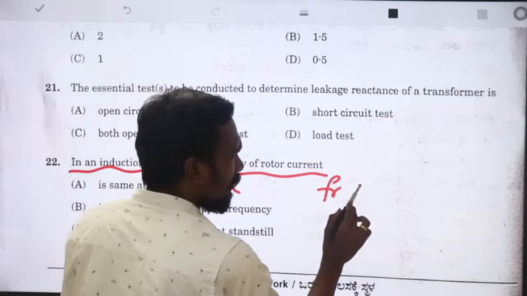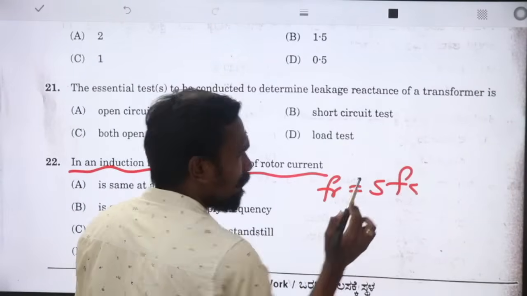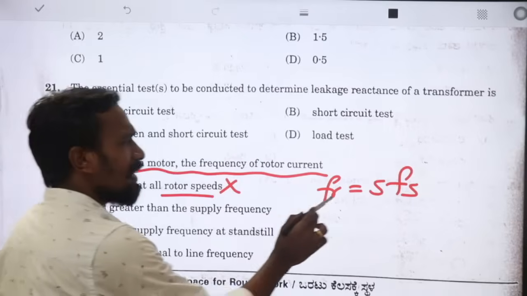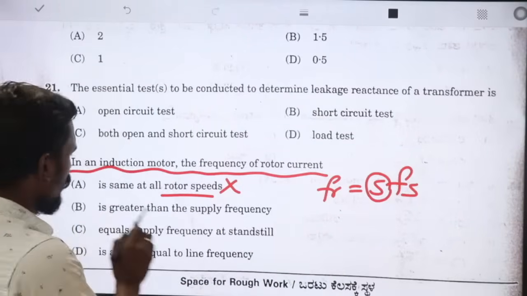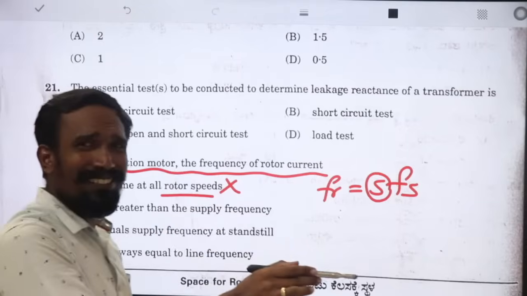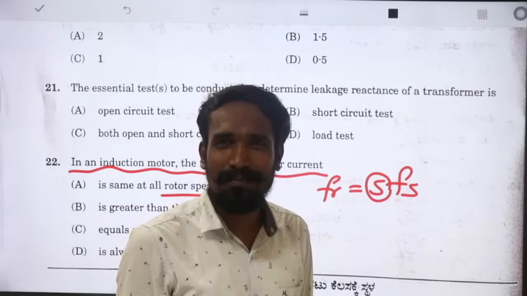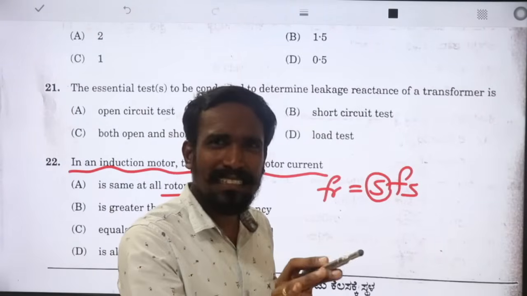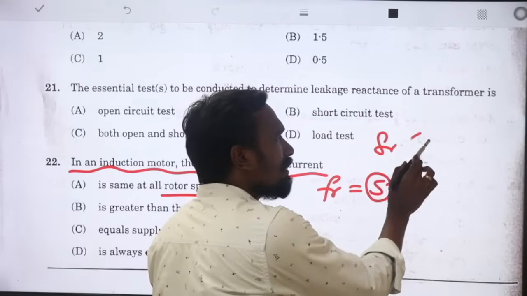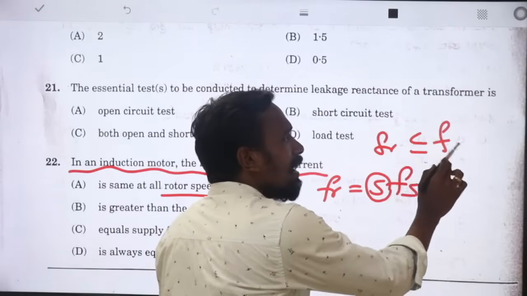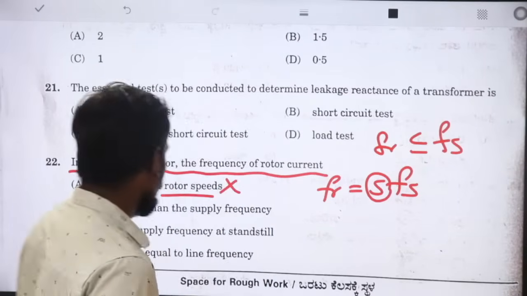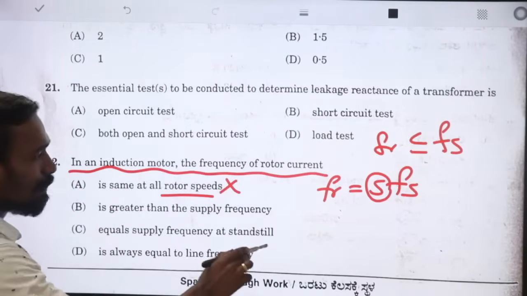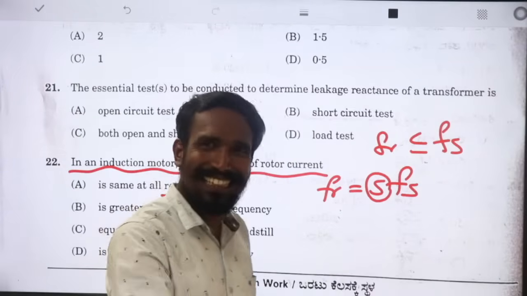No. The rotor current frequency is equal to S into Fs. When the rotor speed changes, the slip will change, then the rotor frequency will change. Greater than the supply frequency will never happen. The rotor frequency is always either less than or equal to Fs. It may be equal at one time: equal to the supply frequency at standstill.